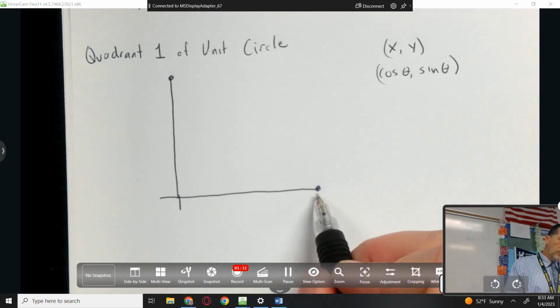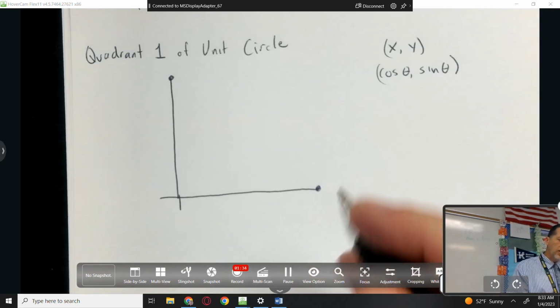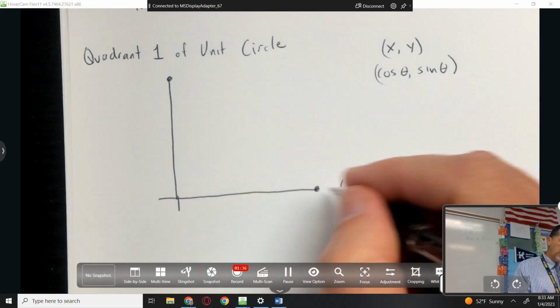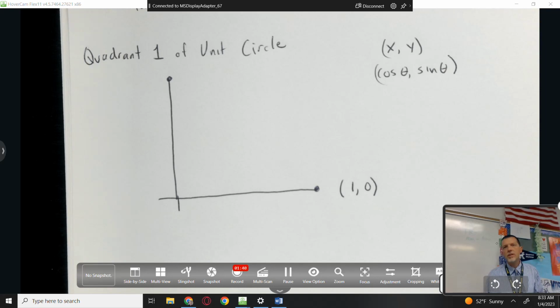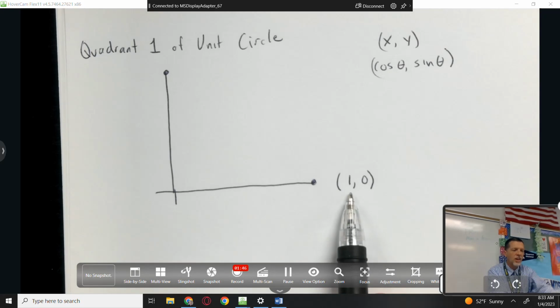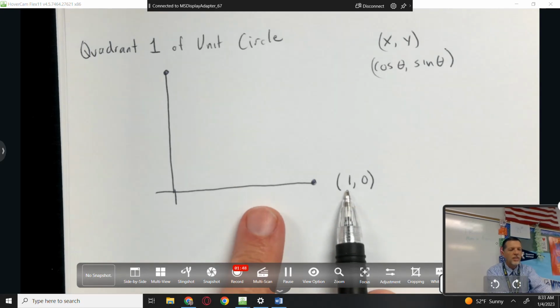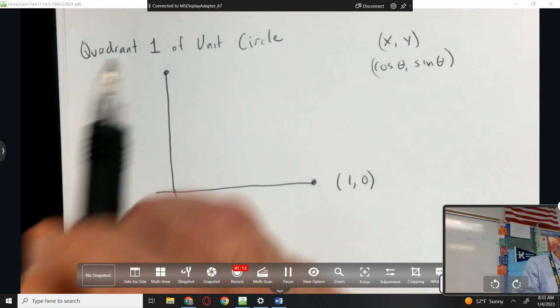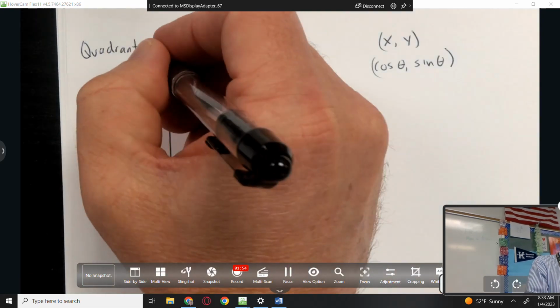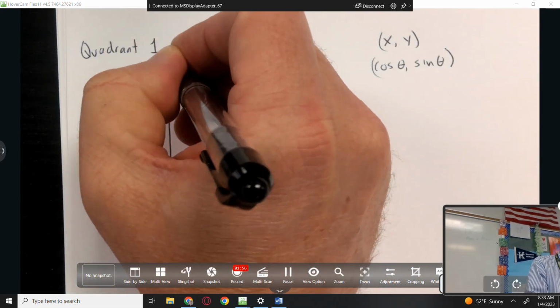But this first point, 0 degrees, we haven't rotated at all. The x would be 1 and the y would be 0, 1, 0. Just from knowing the coordinates. But that also means that the cosine of 0 is 1 and the sine of 0 is 0. Up here, that'd be 0, 1.